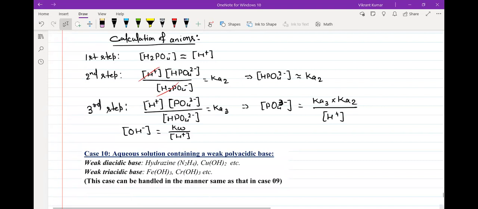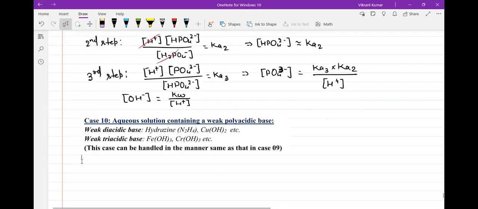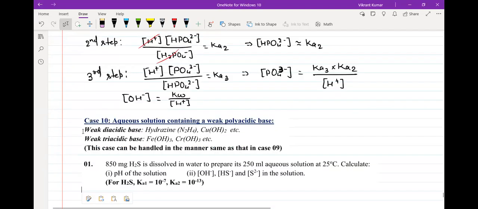Now I'll be giving you some questions. Look at how these questions look to you. I have tried to cover different cases, the varieties of questions related to weak polyprotic acids. Like this is the first question, try to solve this one.